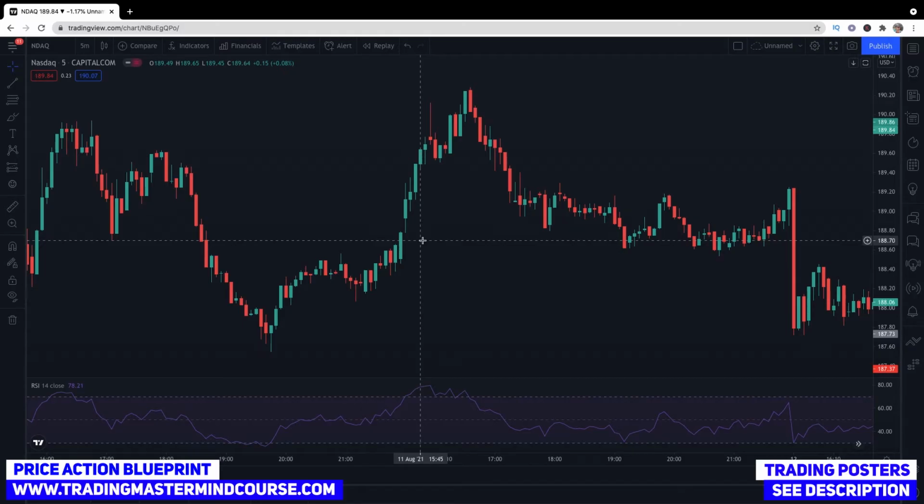So let's get started. What we are going to be looking at is a 5-minute candlestick chart. That is where we are going to be finding our setups. And then from there, we're going to be going to the 1-minute chart to actually execute our trades. So let's look at a particular setup that we will be doing for this strategy.